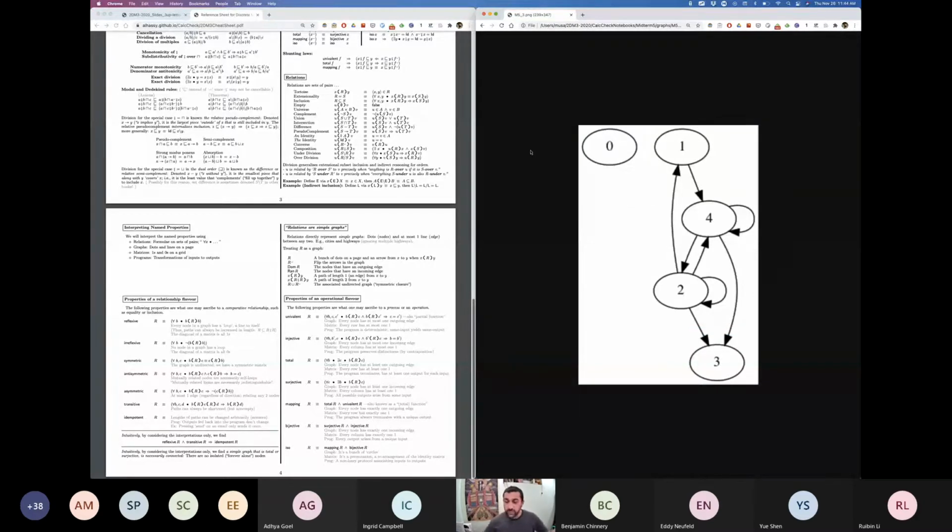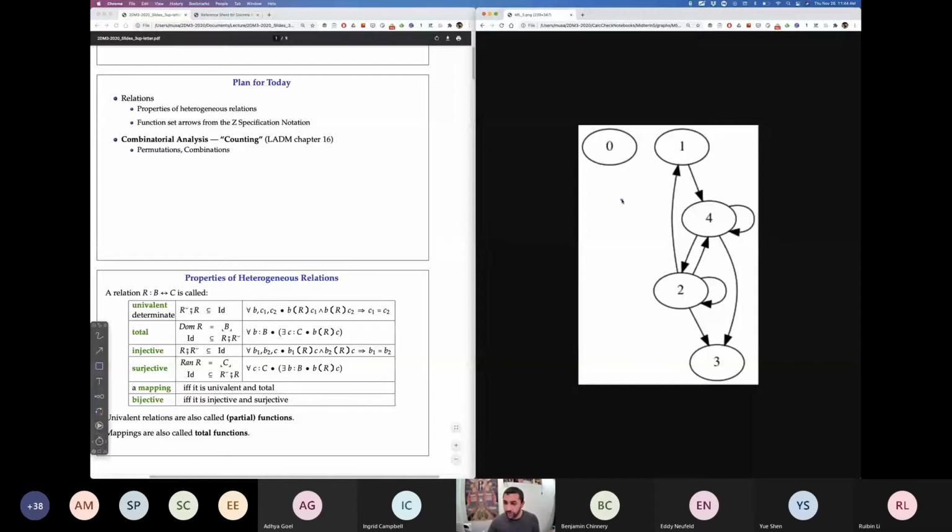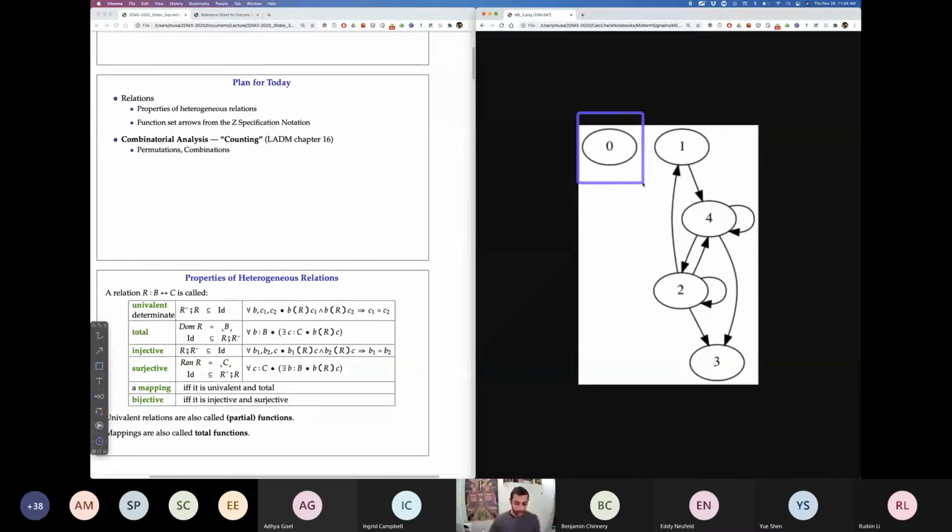Okay. Now, is this graph surjective? All right. Does anyone know if it's surjective? Surjective means every node is reachable. Right? Every node can be reached from some other node. Yes, Luis, that's a good idea. No, because there is no way to get to 0. 0 is forever alone.